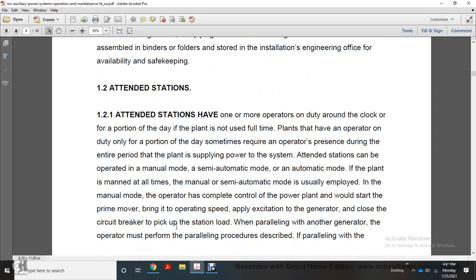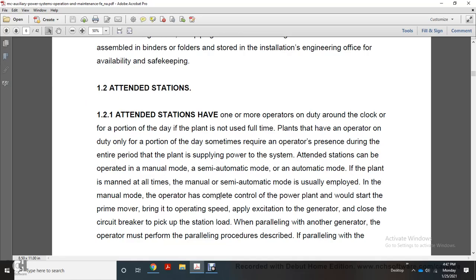1-2. Attended stations. 1-2-1. Attended stations have one or more operators on duty around the clock or within some portion of the day. If the plant is not used full time, the plant has an operator on duty only for a portion of the day. Sometimes it requires operator presence during the entire period the plant is supplying power to the system. Attended stations can be operated in manual mode, semi-automatic mode, or automatic mode. If the plant is manned at all times, the manual or semi-automatic mode is usually employed.